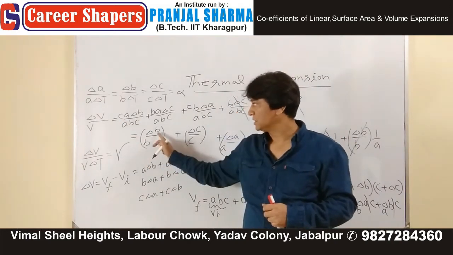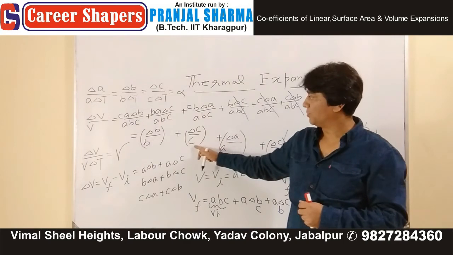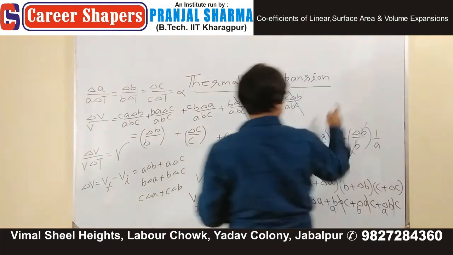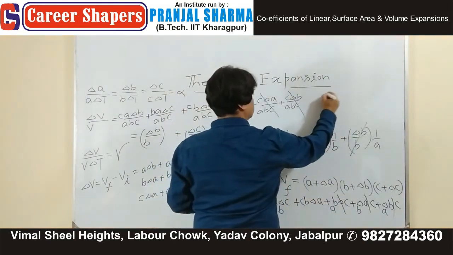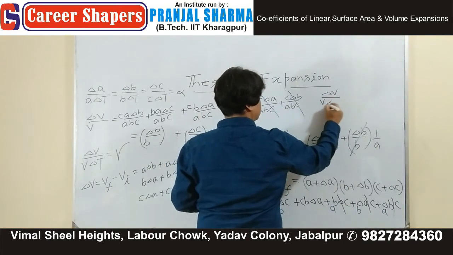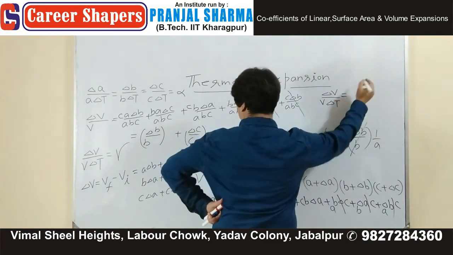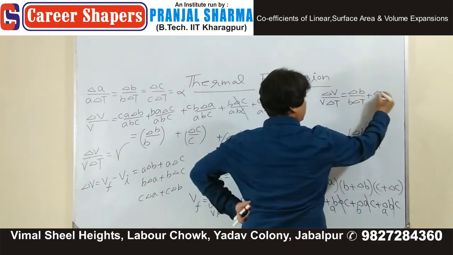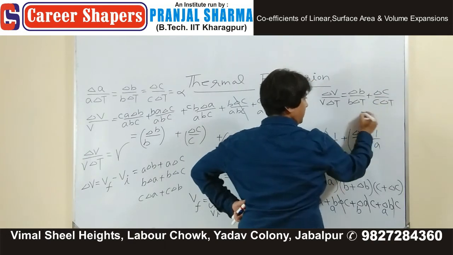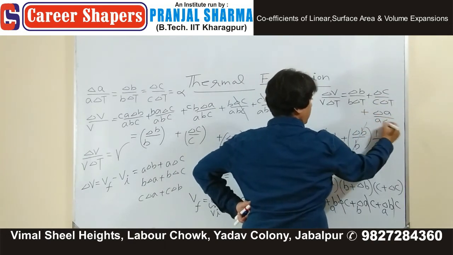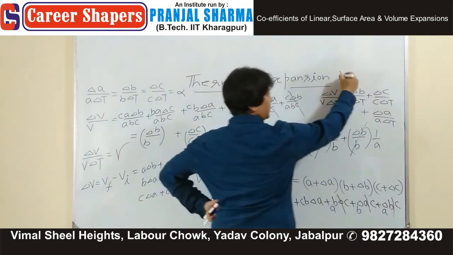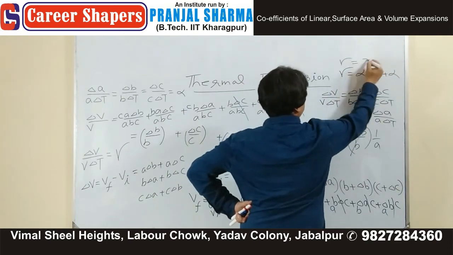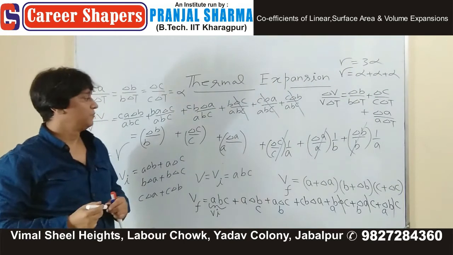Delta V upon V, change in length upon length, change in length upon length, change in length upon length, also divide by delta T, and finally it looks like this. This is all delta B upon B delta T, delta C upon C delta T, plus delta A upon A delta T. What is this? Gamma. What are these? Alpha, alpha, alpha, giving us gamma equals 3 alpha.